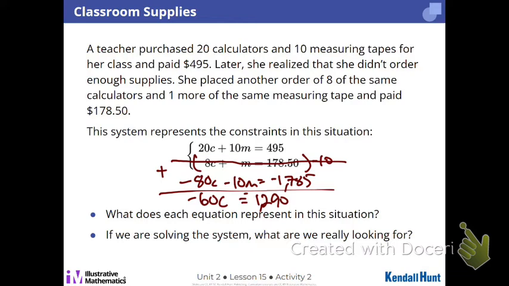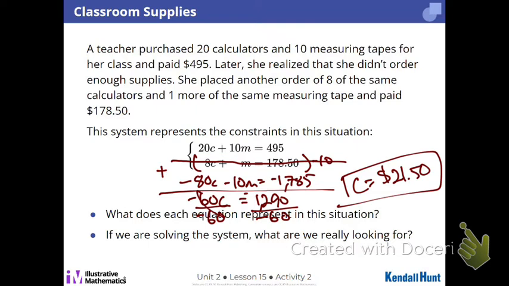So now I have how many variables? 1. If I have one variable, how many answers are there to that? 1. So I'm going to divide everything by negative 60. And that means the calculator costs $21.50.